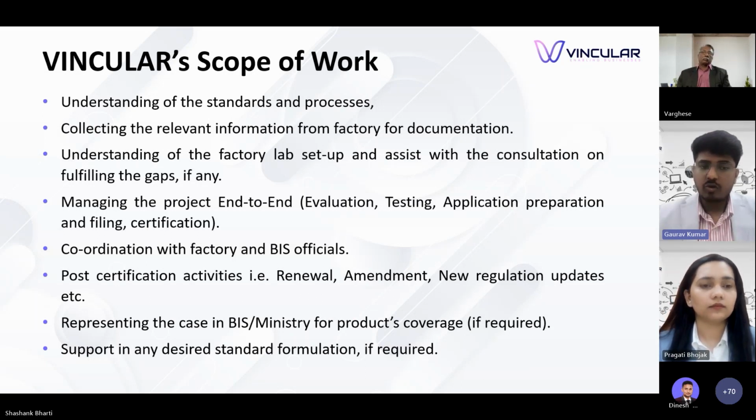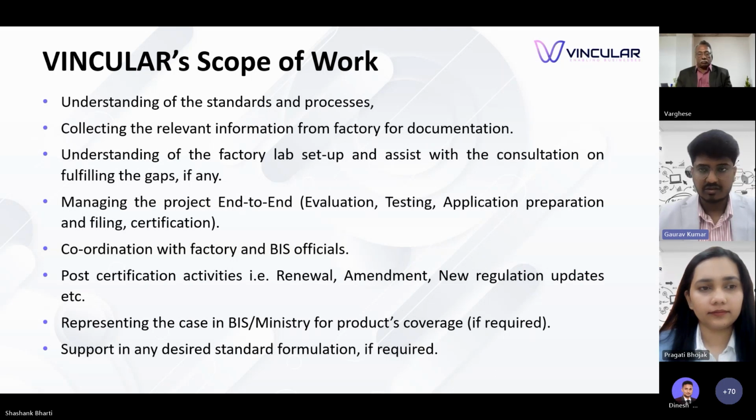And if you want any XYZ product around which proper standards are not there, we can definitely extend support to have the standards in place. We will work closely with the bureau officials to formulate the desired standards around your inquired product, so that you are able to apply for the prestigious ISI mark with the closest matching Indian standards. So this is about Vincular's scope of work. Now I would like to hand it over to my colleague Pragati for further proceedings.